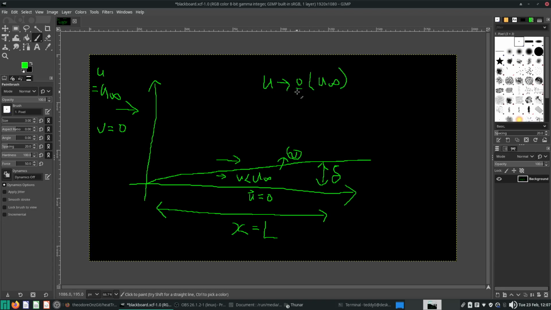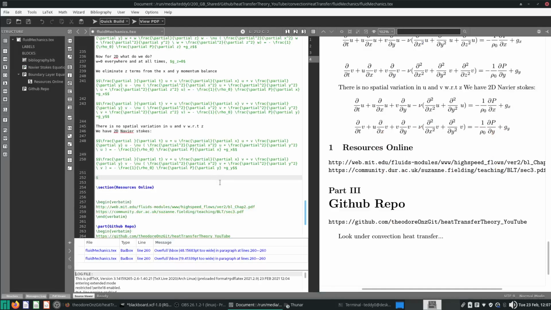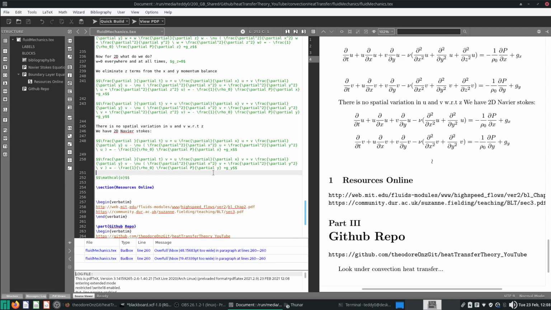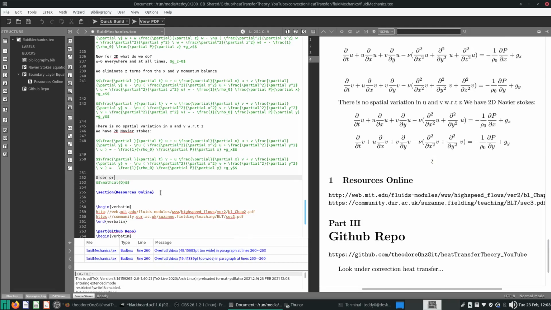So when I write this O notation here, it represents order of magnitude. Let's see whether this works on LaTeX. You can use some programs like MathCal to actually get your order of magnitude.